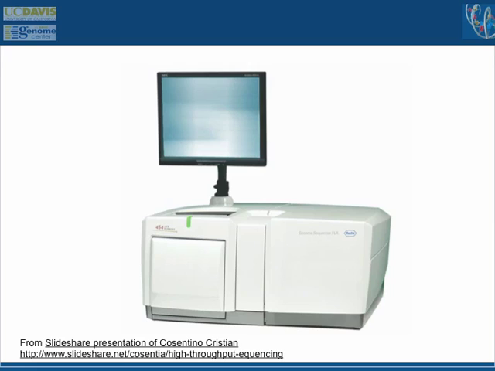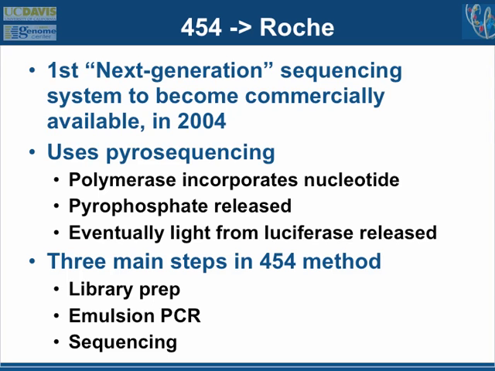So this is one of the Roche systems. Roche was the first one out the door with this and did temporarily rule the market because there was no other choice if you wanted to do high throughput, next generation sequencing by some method. It again uses this pyrosequencing method, which has been around for a little while, but was not automated into this emulsion PCR method until the development of the Roche system.